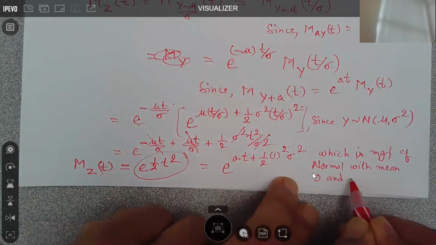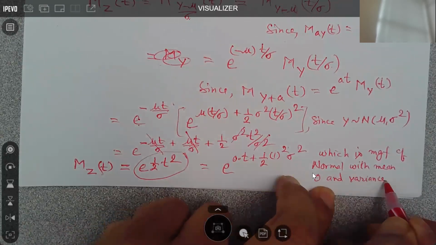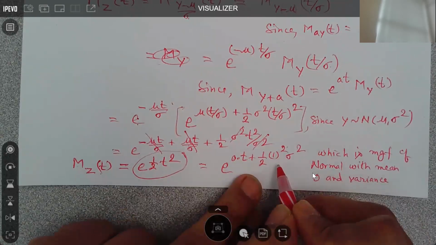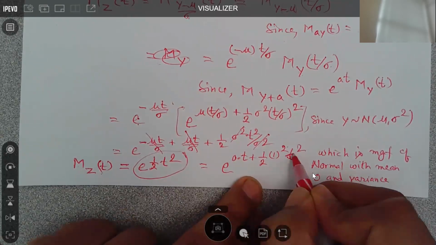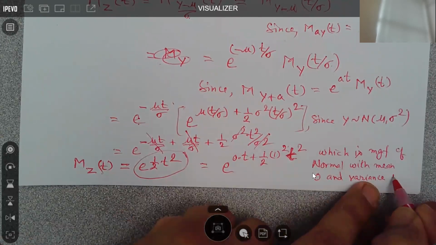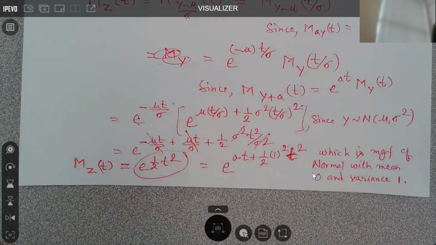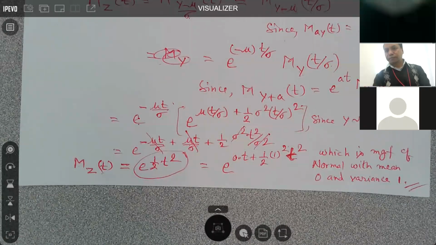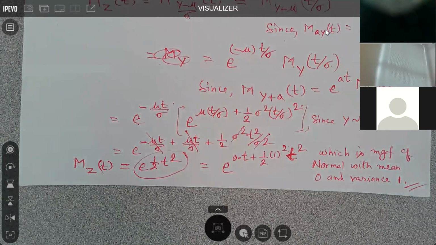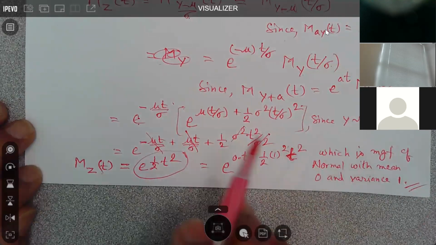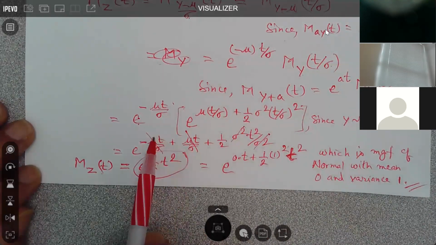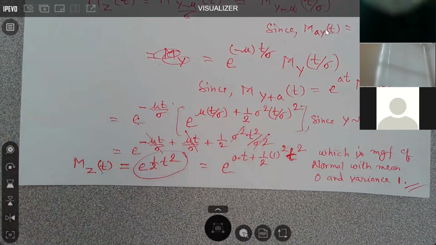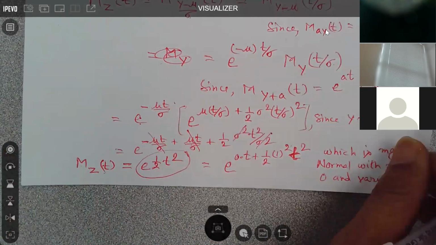And what is the variance? This 1 square, right? This is t, I have to write t here. Variance 1. Okay, that's what this one is. Did you get that one? Yes. So that's how we find the moment generating function for the new random variable using the moment generating function technique. Okay.